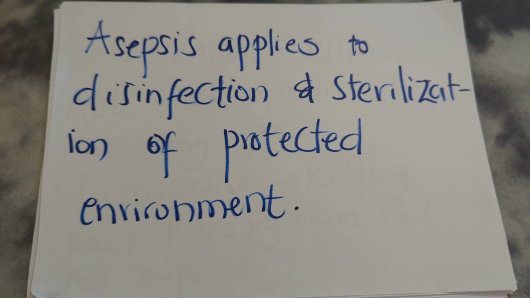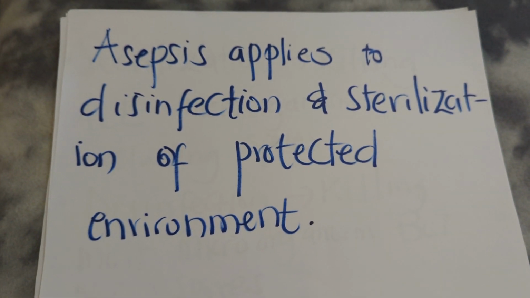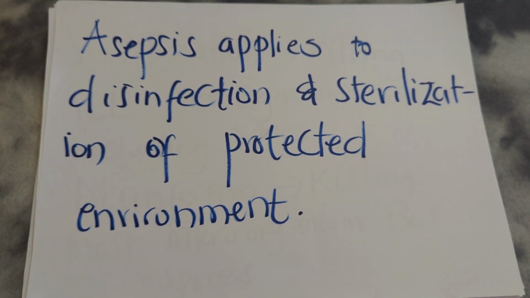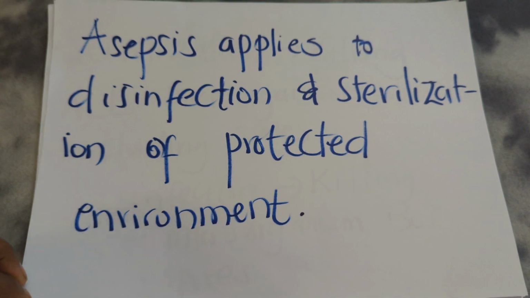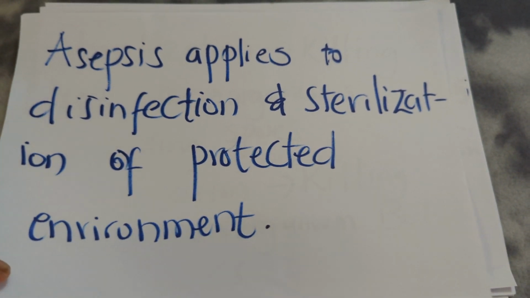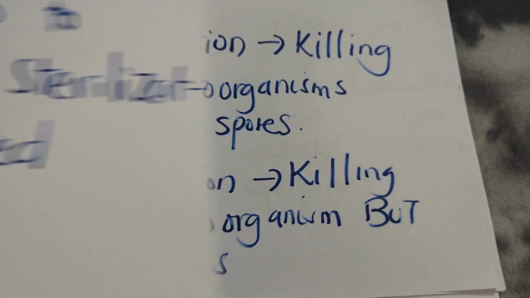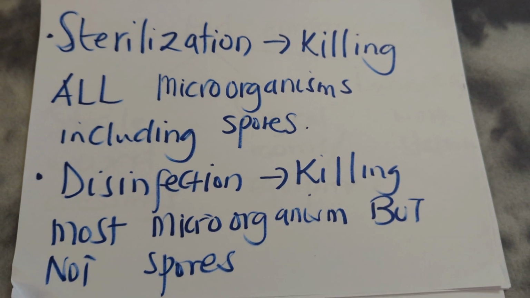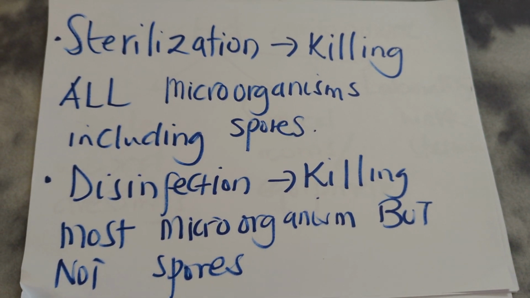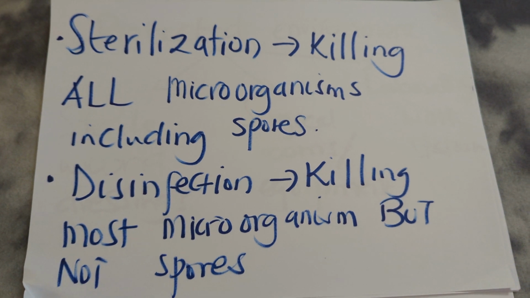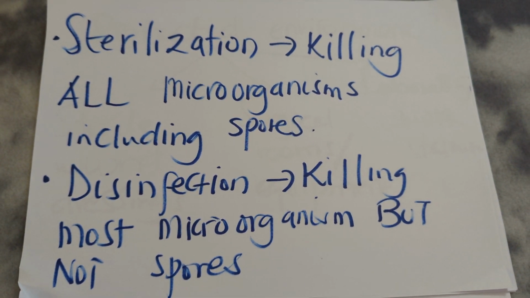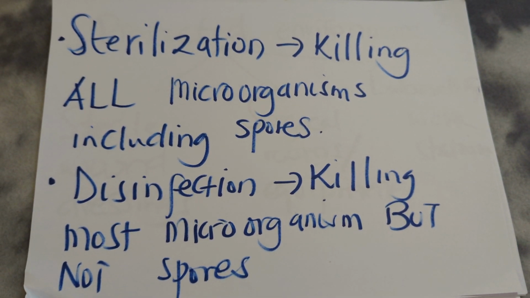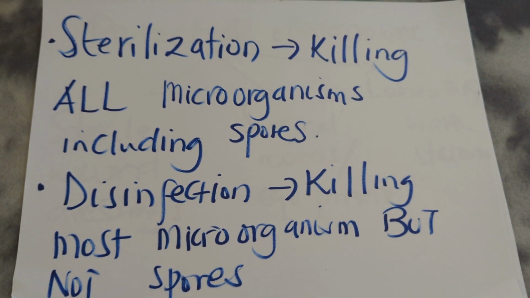So the word asepsis applies to disinfection and sterilization of protected environments. And so we can pull out the keywords: disinfection, sterilization, and protected environment. You already know this, but of course, sterilization is killing all microorganisms, including the spores, which are very stubborn to eliminate. And disinfection is killing most microorganisms, but not spores. So a very important distinction there.